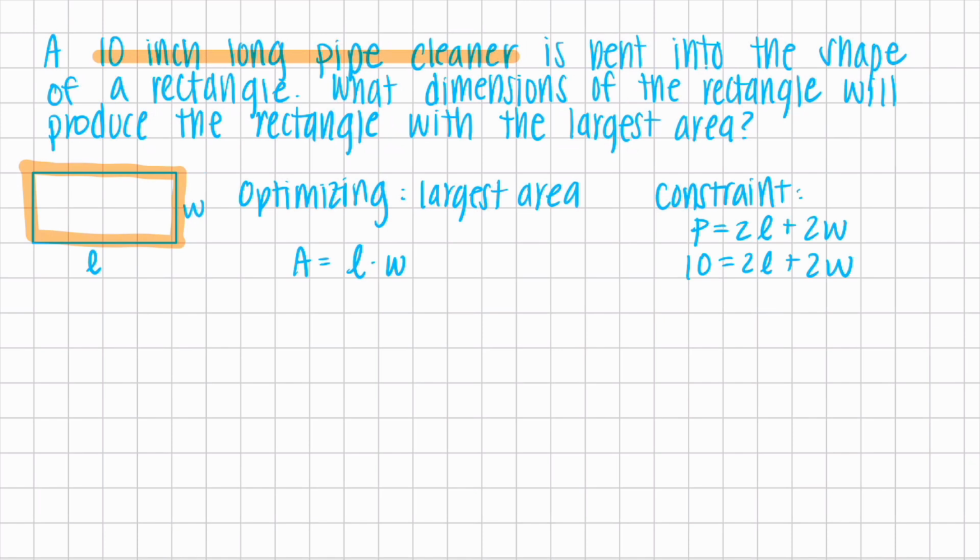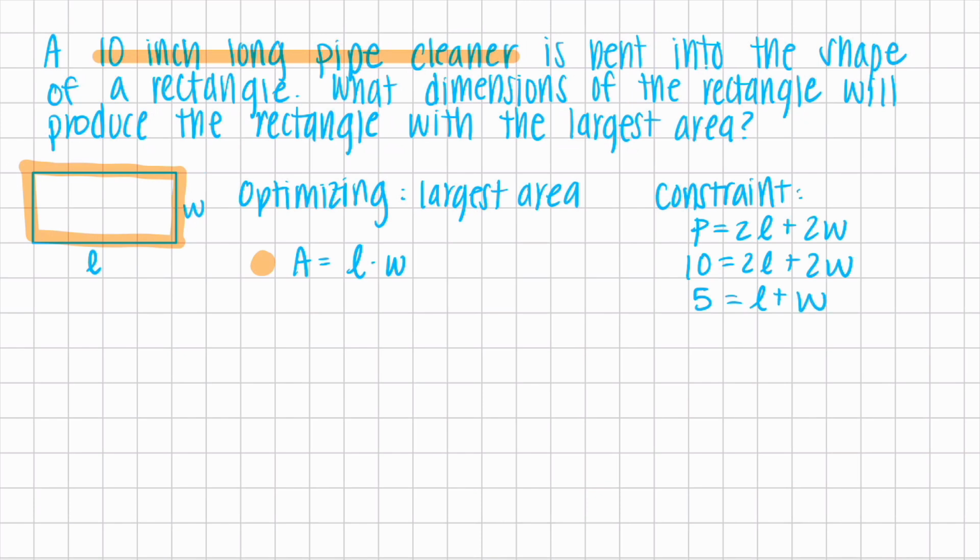Your next goal is we want only one variable on the right side of my area equation. So I want to use my constraint equation to get my area equation to only have one variable on the right-hand side. So first thing I'm going to do with my perimeter equation, I'm going to divide both sides of the equation by 2 just to make it simpler.